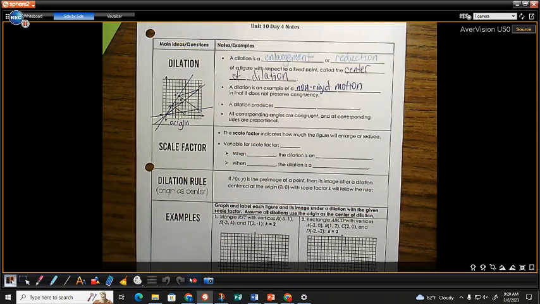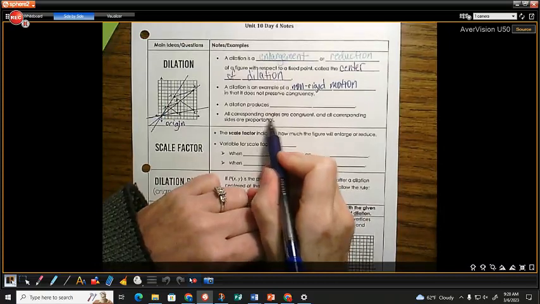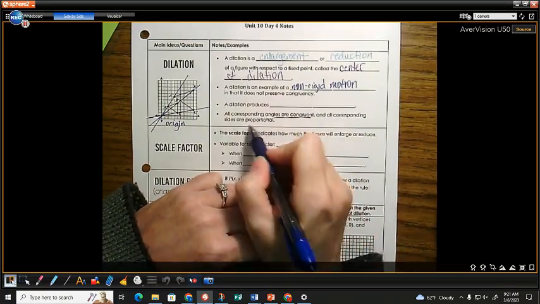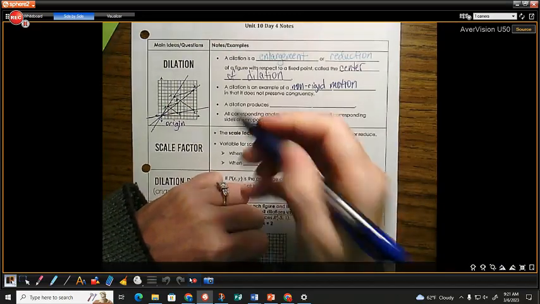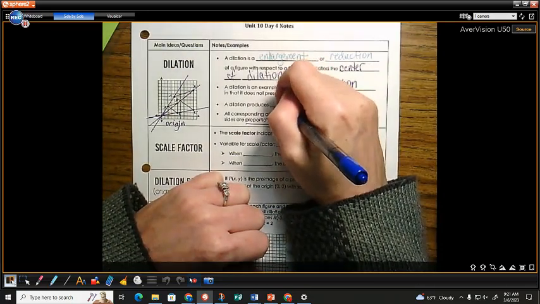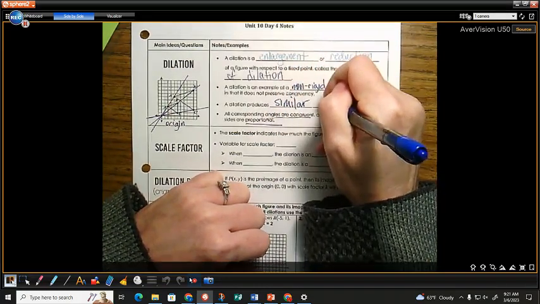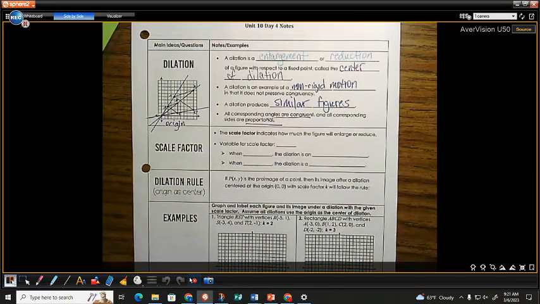And so we've got our non-rigid motion, meaning it doesn't stay the same size. The sides can expand. But notice something. All the corresponding angles are going to be congruent, and all the corresponding sides are going to be proportional. Wow, that sounds like something we already did. How are the shapes related when you do a dilation? They're similar shapes, or in this case, similar figures.